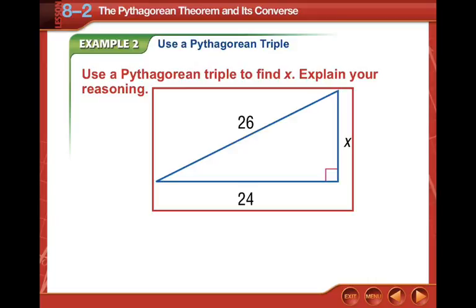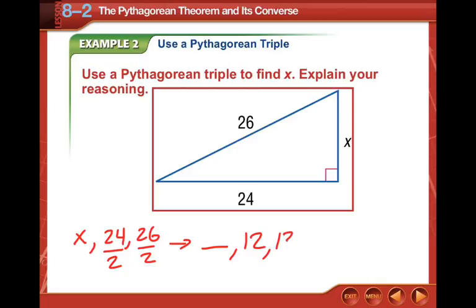So what we're going to do is, instead of using the Pythagorean theorem, which we definitely could do, we're going to take our 2 that we do have. So x is one side. We got 24, and we got 26 as our hypotenuse. Since 24 and 26 are both even, we're going to divide by 2. So this turns into some number, right? We don't know what x is. 24 divided by 2 is 12. 26 divided by 2 is 13.